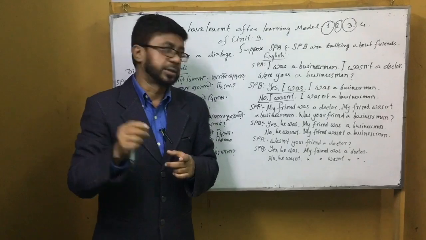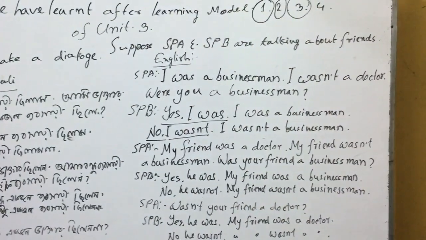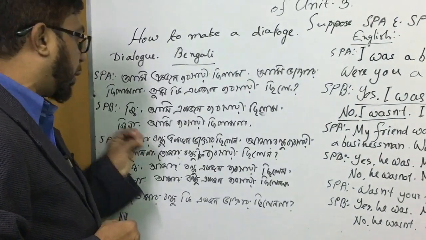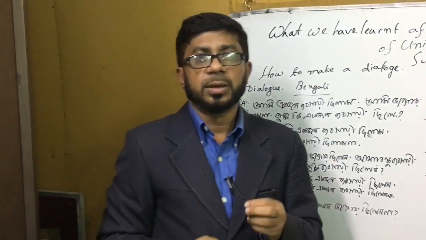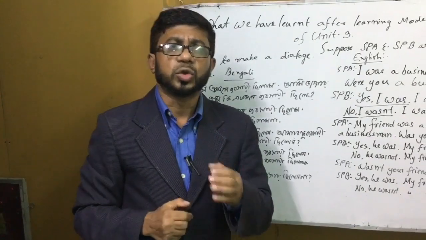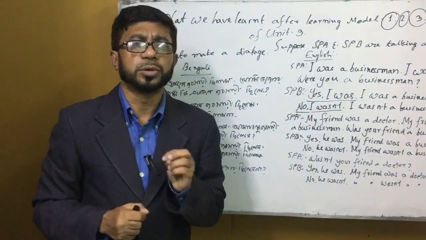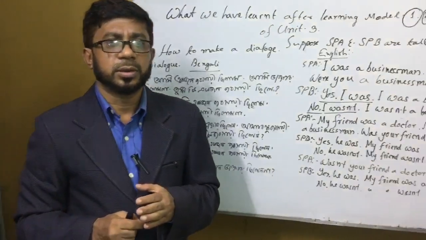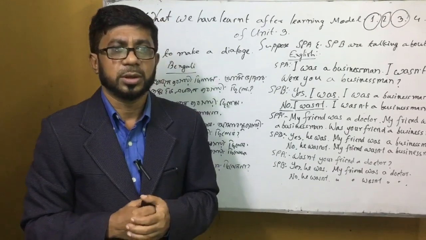Okay, now listen and say. "আমি একজন ব্যবসায়ী ছিলাম।" I was a businessman. "আমি ডাক্তার ছিলাম না।" I was not a doctor. "তুমি কি একজন ব্যবসায়ী ছিলে?" Were you a businessman? "আমার বন্ধু একজন ডাক্তার ছিলেন।" My friend was a doctor. "আমার বন্ধু ব্যবসায়ী ছিলেন না।" My friend was not a businessman. "তোমার বন্ধু কি একজন ব্যবসায়ী ছিলেন?" Was your friend a businessman? "তোমার বন্ধু কি একজন ডাক্তার ছিলেন না?" Wasn't your friend a doctor? Yes, he was. My friend was a doctor. No, he wasn't. My friend wasn't a doctor.